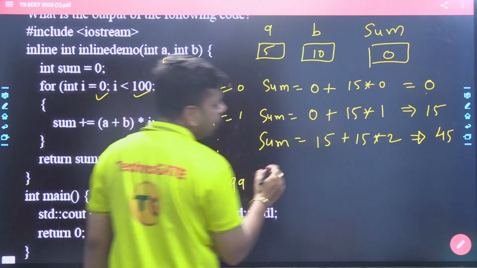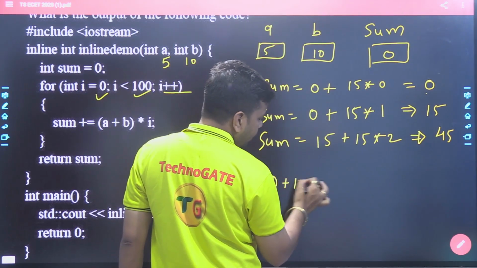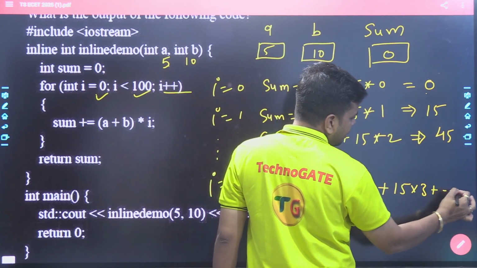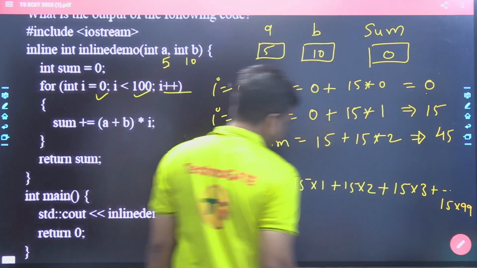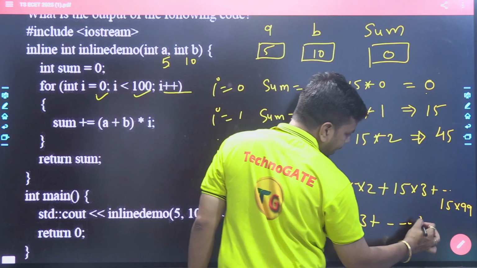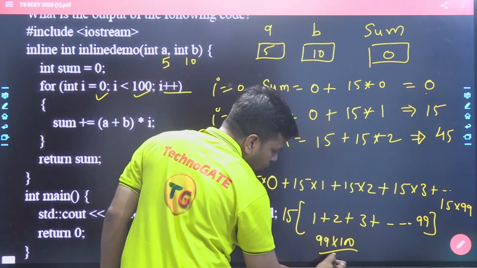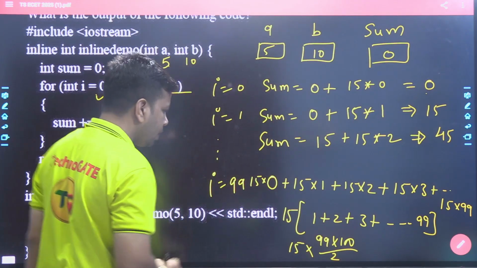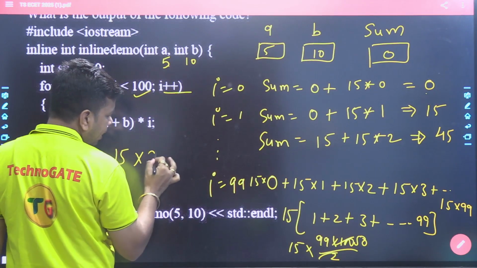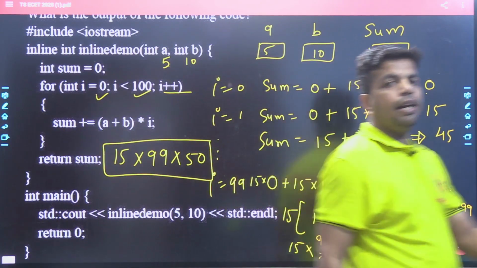So what exactly are we doing? Initially it is 0, then simply 15 into 0 plus 15 into 1 plus 15 into 2 plus 15 into 3, still go to 15 into 99. We can take 15 common from this. So 1 plus 2 plus 3 till 99. Sum of n numbers is n(n plus 1) by 2, multiplied by 15. So this is going to cancel out by 50. So your answer is 15 into 99 into 50. That would be your answer.